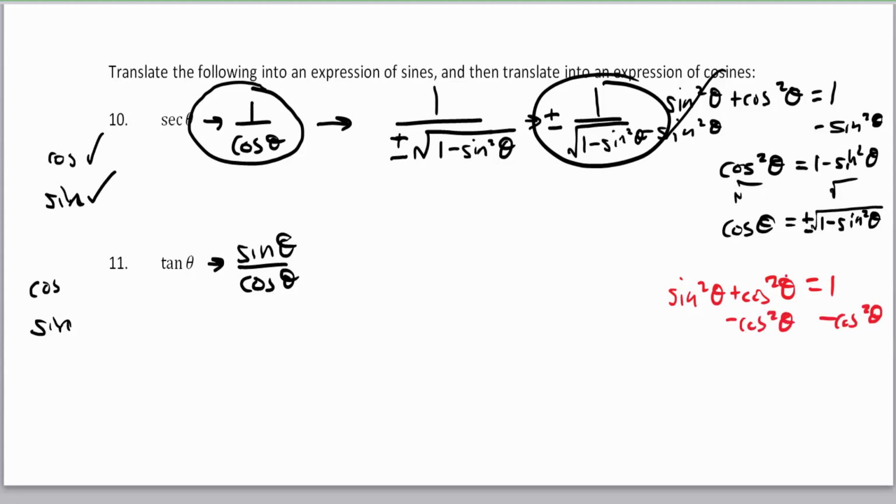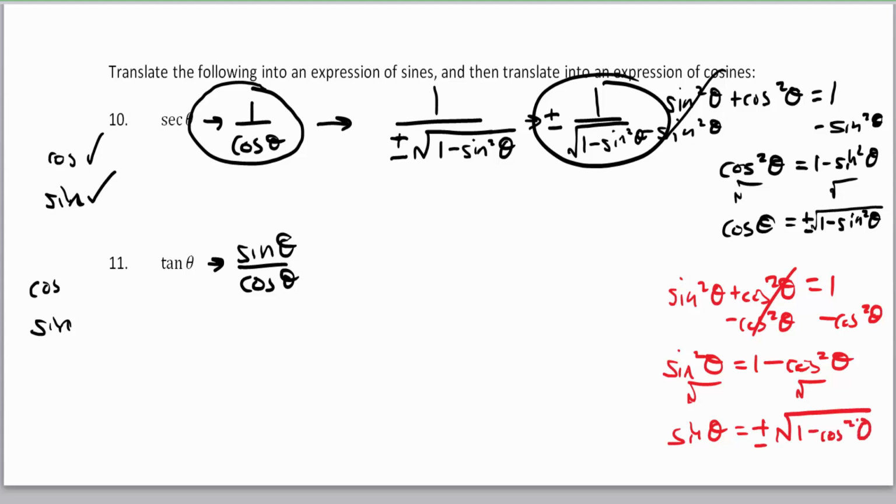Now, those of you thinking ahead might see some symmetry in what I'm doing in red to what I did up above in black. So now my sine squared theta is equal to 1 minus cosine squared theta. Take the square root of both sides. Now my sine theta is equal to plus or minus the square root of 1 minus cosine squared theta. I'm going to highlight this in yellow, and I'm going to highlight this in green.